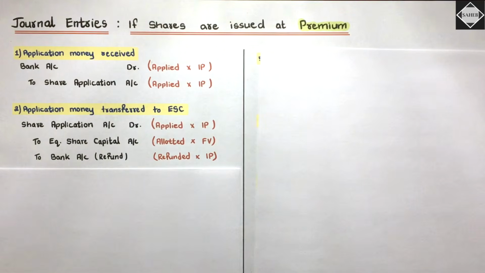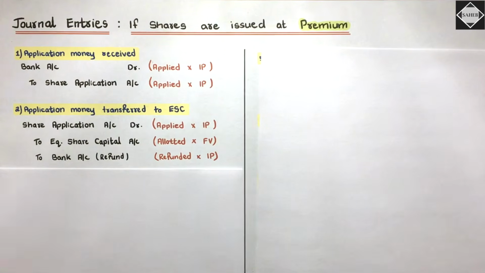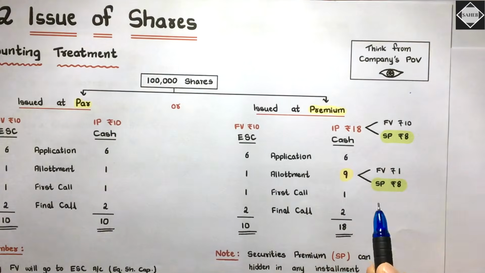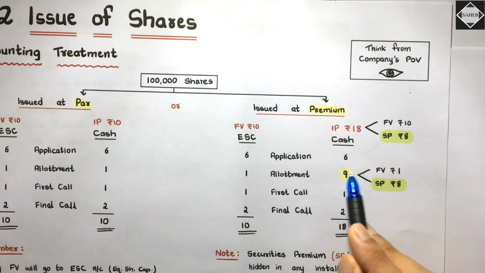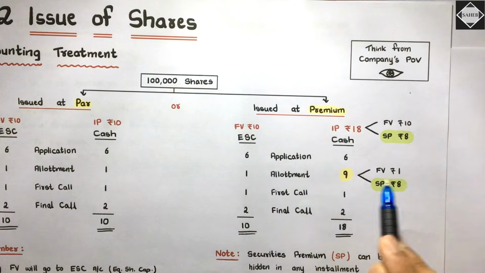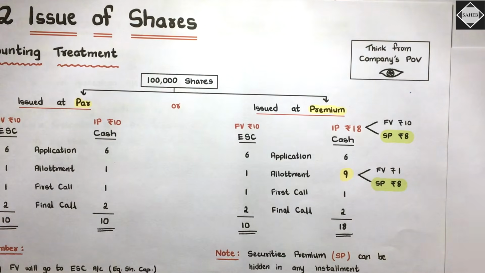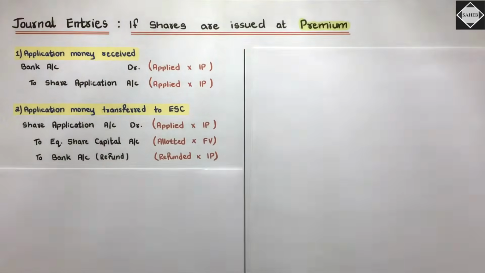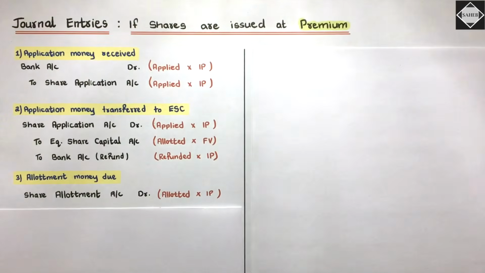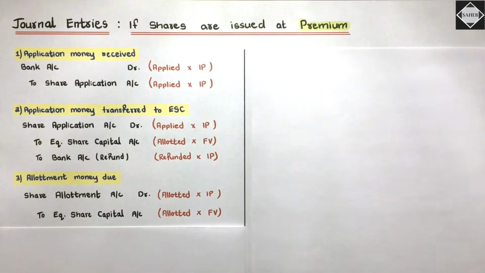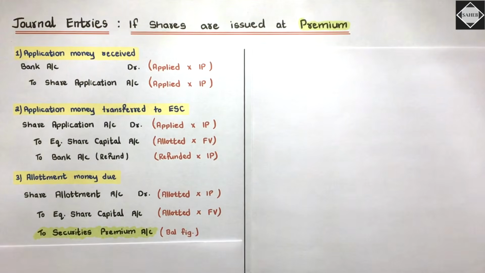Then what will happen? After the application stage comes the allotment stage. In the allotment stage, what happens? See, the question has told us that we are going to get 9 rupees on allotment. In that, face value is 1 rupee and the remaining is securities premium. Yeah, the extra money. But now how will the entry be passed? What do we have to do? We have to make the allotment due. How do we make the allotment due? Really easy. See, the entry is share allotment account debit to equity share capital to securities premium. Okay, this is the entry.